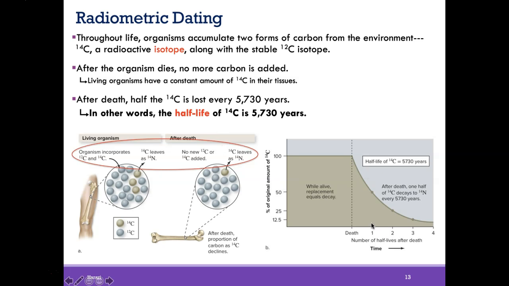So after one half-life, after death, after 5,730 years, if there was 100% originally at the time of death, then there's going to be 50% of that original amount of C14. Now this is a little tricky. We keep on halving it again. So after another 5,730 years, it's going to get down to 25%. After 3 half-lives, so that's over 16,000 years we're talking about now, we're going to get 12.5% of the original C14.